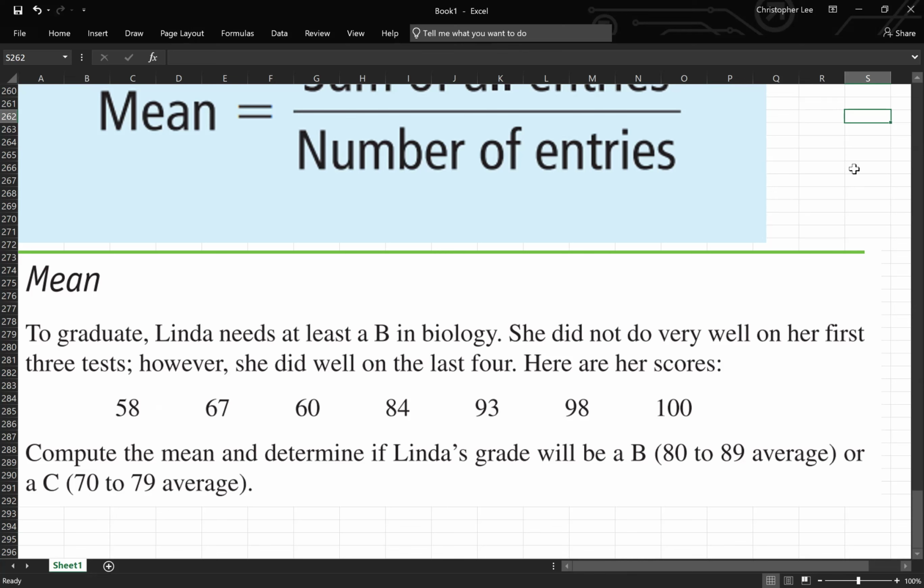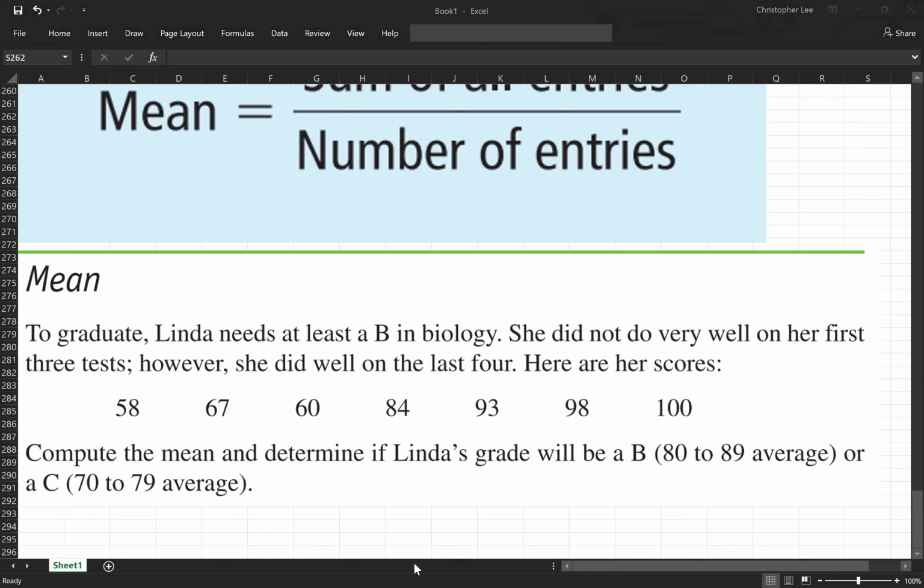If you want, I'll give y'all a few minutes. Y'all could try it before we look back at it. Go ahead. You got 80? Okay. So she's gonna get a C or a B? Which one? Good. Let you guys take a minute to try that.